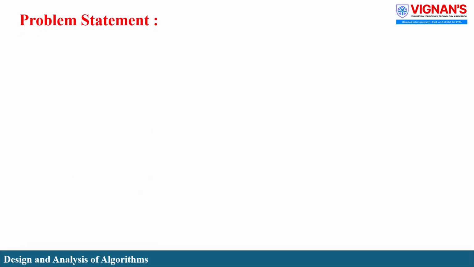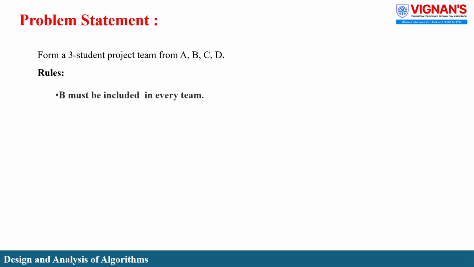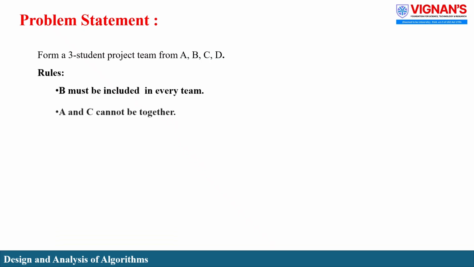Here is a simple problem to understand how backtracking works. We need to form a 3-student project team from the students A, B, C, and D. There are 2 rules to follow. The first rule is that B must be included in every team. The second rule says A and C cannot be together in the same team.